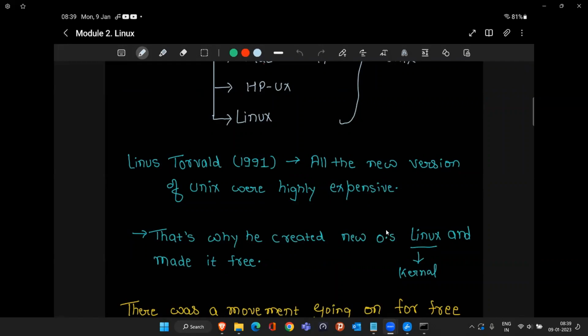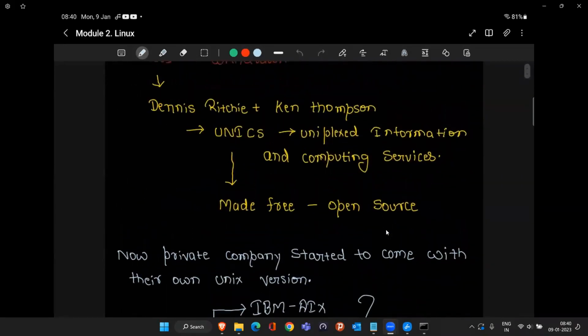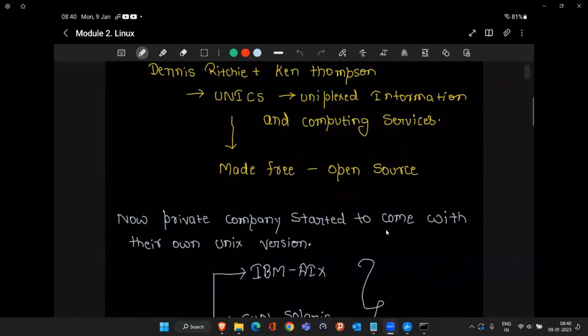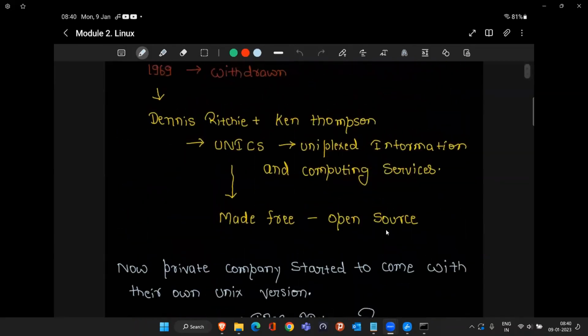He did not think of it. And if you try to see the name Linux, it resembles the word Linus from his first name itself. Okay. So he started to create it, and he did not take any reference from the code created by Dennis Ritchie and Ken Thompson. But all these companies, IBM, Sun Solaris, Mac OS, HP-UX, are known as flavors of Unix. Why? Because they took the code from this open source.